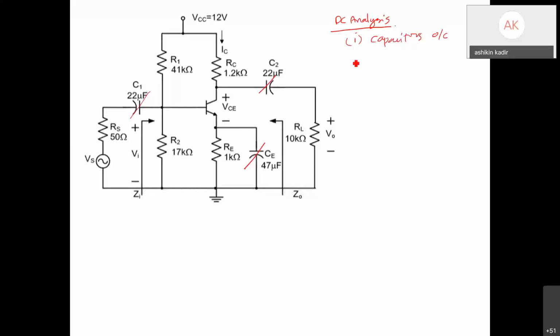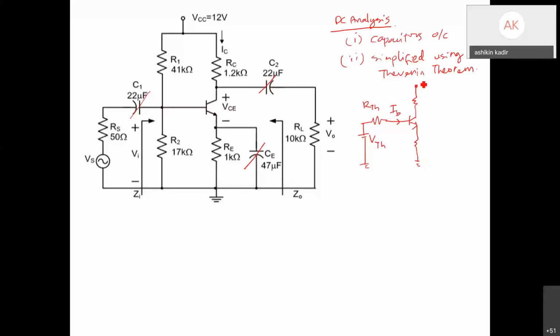And then we simplify our circuit. Here, we have R1 and R2, so we can use Thevenin theorem. Okay, so what happened to the circuit? I just draw. So we have VTH, RTH. Here we have IB, VCC. This is RC, IC, this is RE.